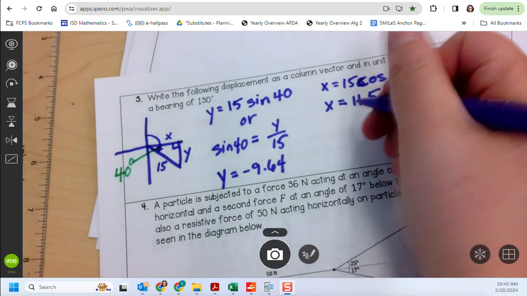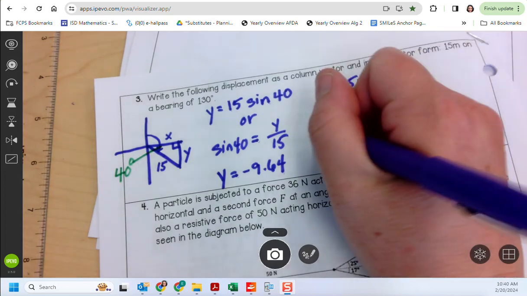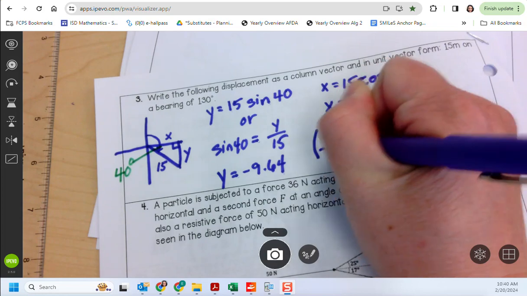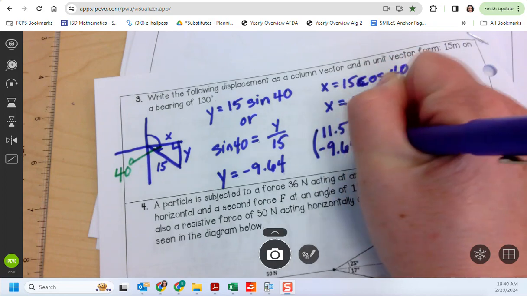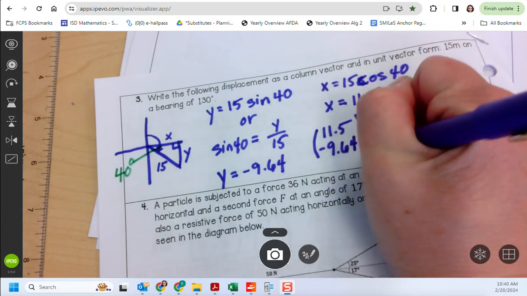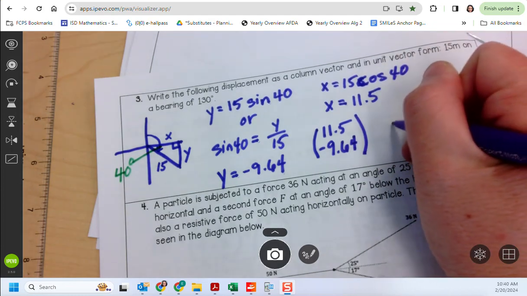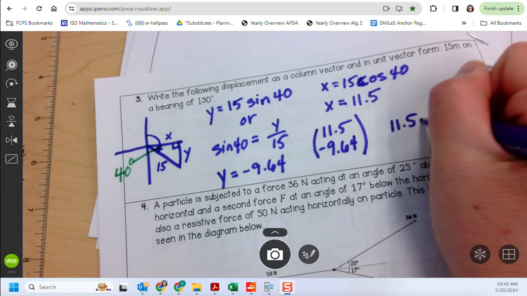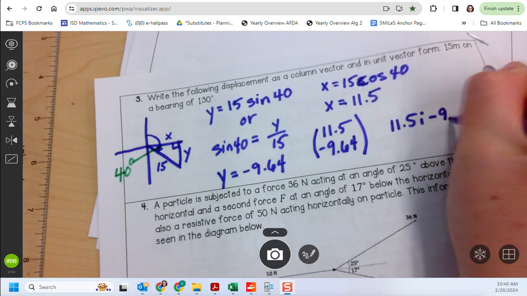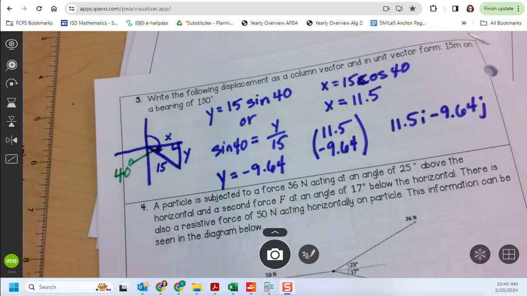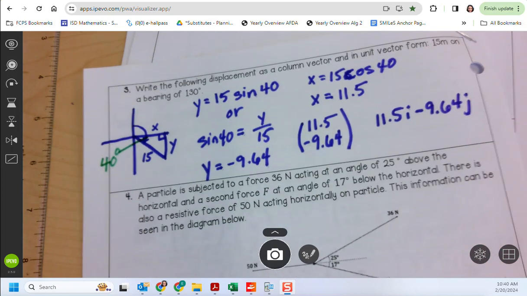So then you're going to write your vector as 11.5, negative 9.64. And then in unit vector form, it would be 11.5 i minus 9.64 j. So it says both as a column vector and in unit vector form.